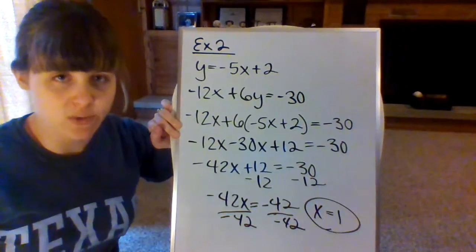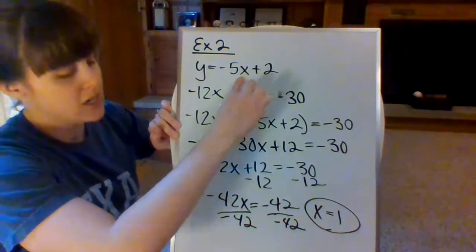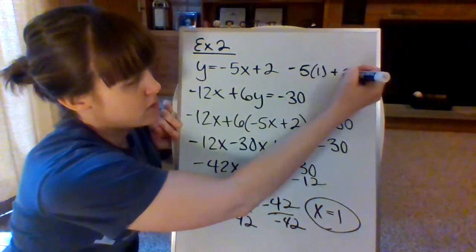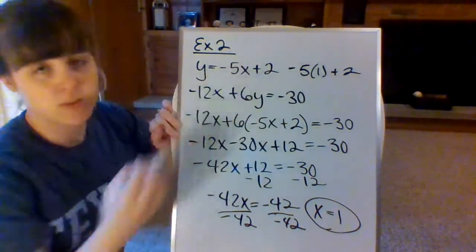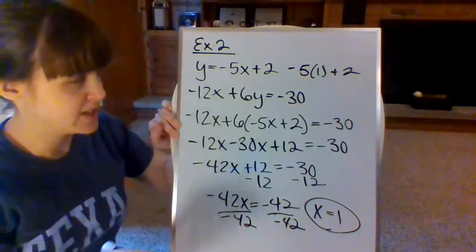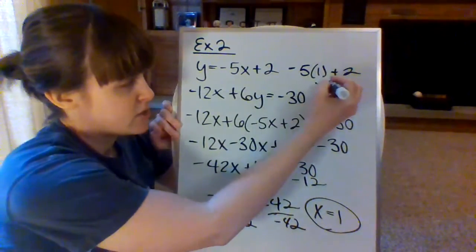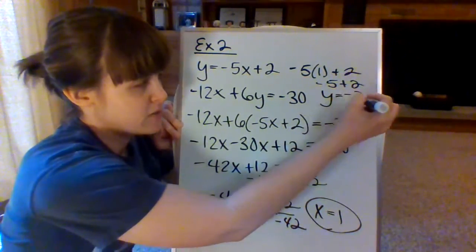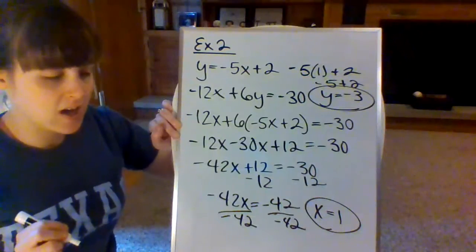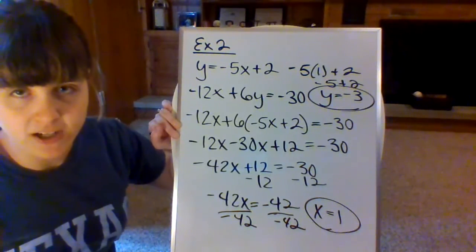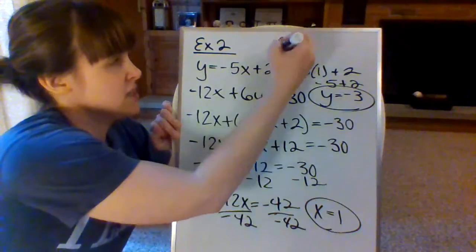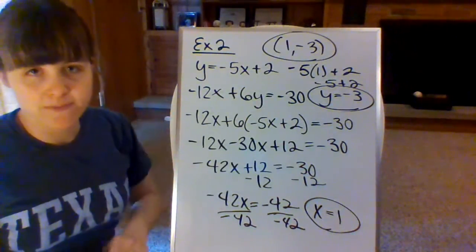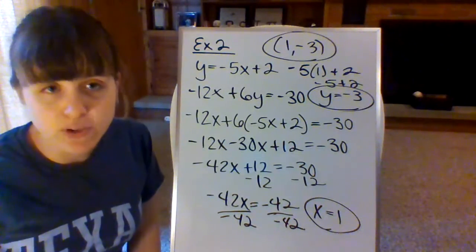Okay, so now that x equals 1, we're going to take it and plug it in right here. So it's going to say negative 5 times 1 plus 2. That's what y equals. Okay, kind of ran out of space there. But we have negative 5 plus 2, which is negative 3. So y equals negative 3. And then our answer is going to be 1, negative 3. Okay, so that is example 2.